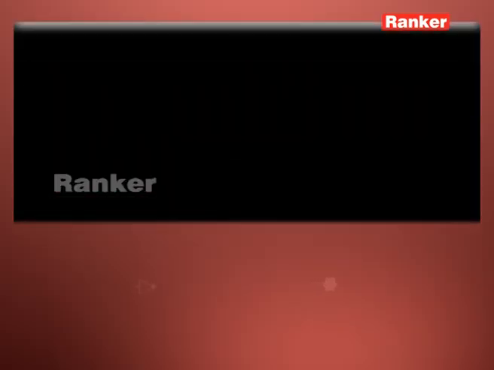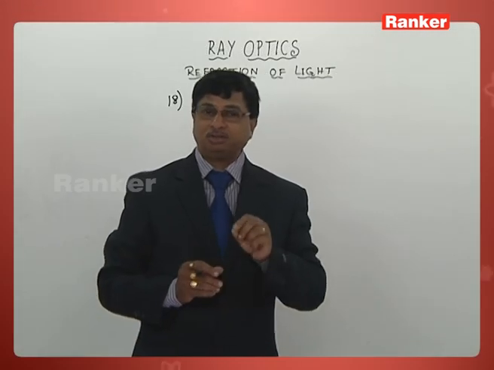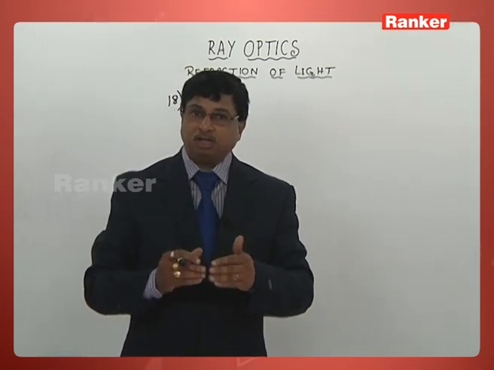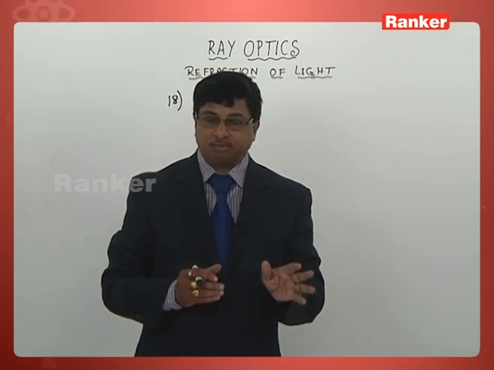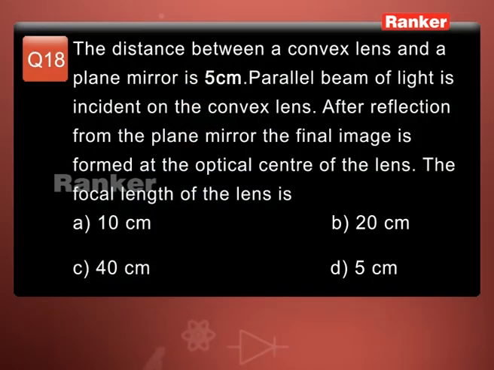Problem number 18 now. The distance between a convex lens and a plane mirror is 5 centimeter. Parallel beam of light is incident on the convex lens. After reflection from the plane mirror, the final image is formed at the optic center of the lens. Observe the condition carefully. Where the image is formed right now? The image is formed at the optic center of the convex lens. That is what has been very clearly mentioned there. Then what is he asking for? The focal length of the lens is how much?